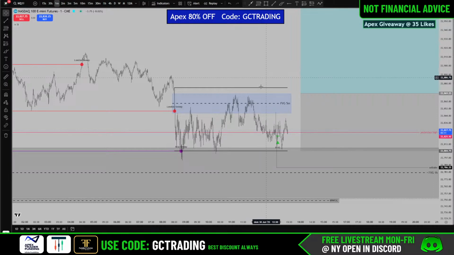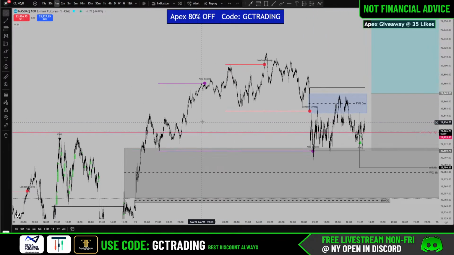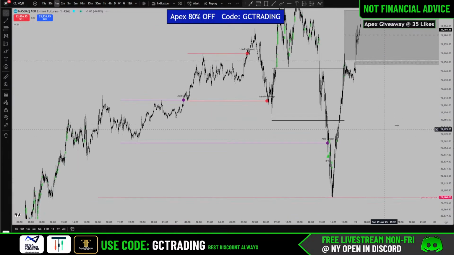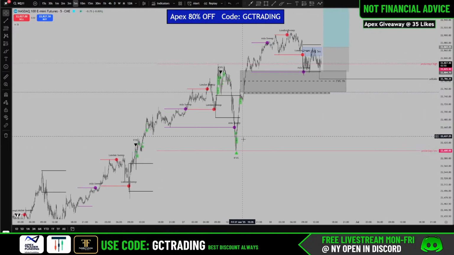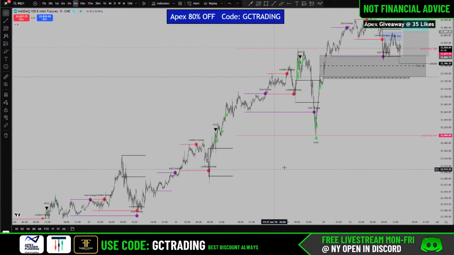I'm going to have an option to take out this text as well. Let's say you want to see the lines but you don't want to see London sweep, Asia sweep. I will have an option to take that out, but for now, it's in there. Look at this, taking out Asia. I think the 5-minute would have worked on that. Yeah, 5-minute would have killed it on that one.